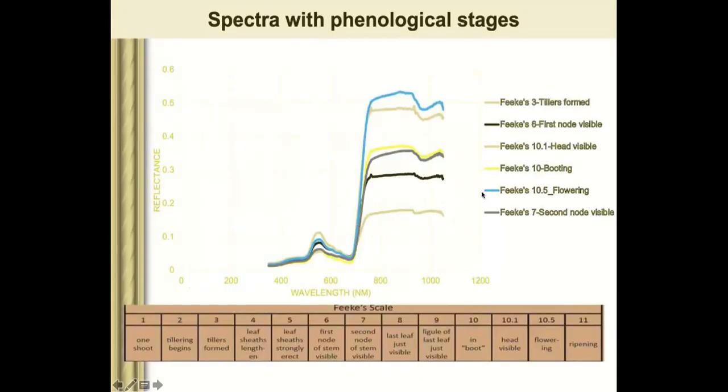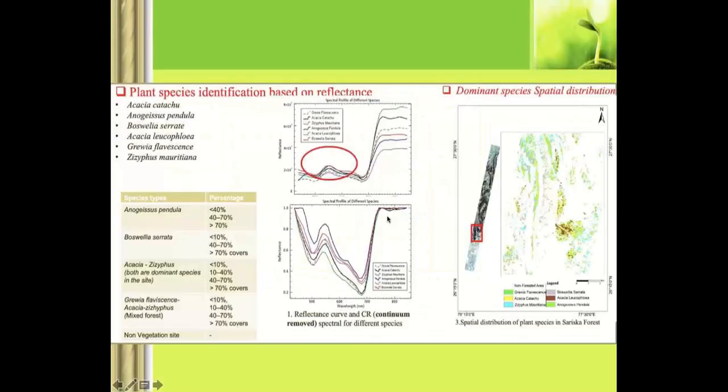Here we tried to do phenological stages. We have different wheat crops in our field, and with different growth stages, we took the spectra. So with the stages, you can also quantify the different stages of the crop. You can tell when is the flowering, when is the booting, so you can plan accordingly. Stages are very important to optimize your yield. So these types of things are possible.